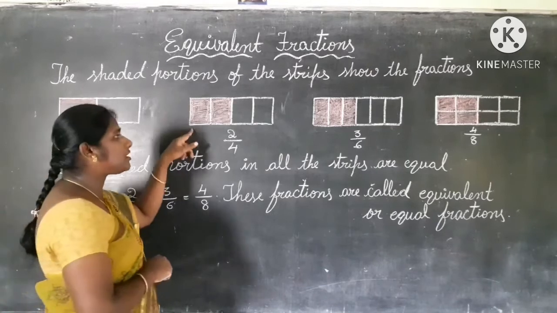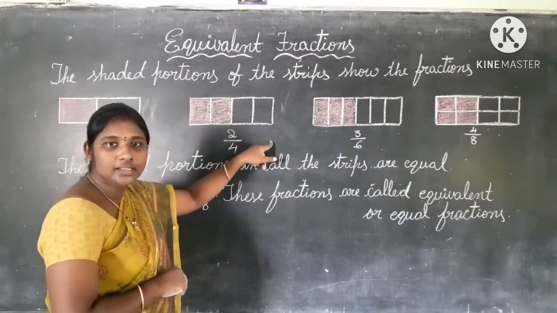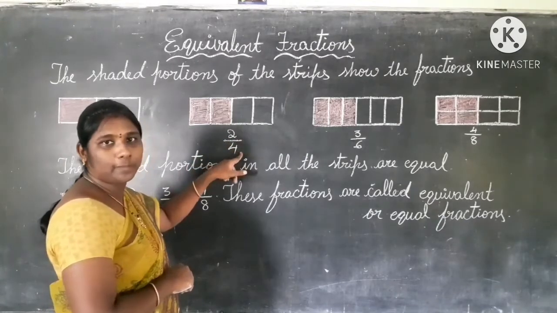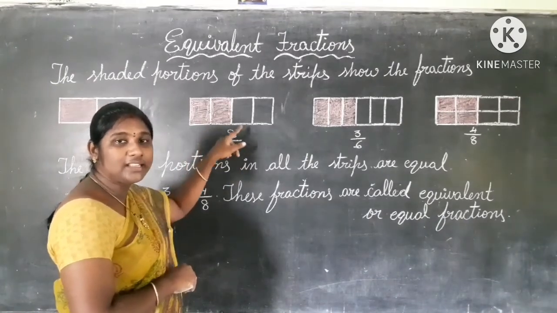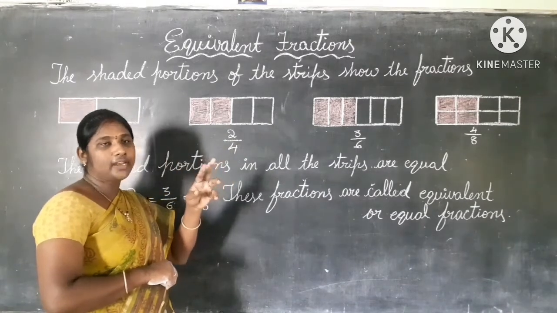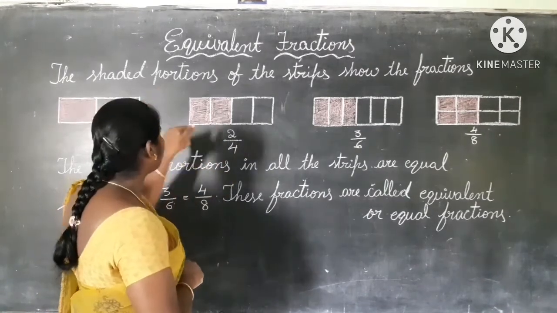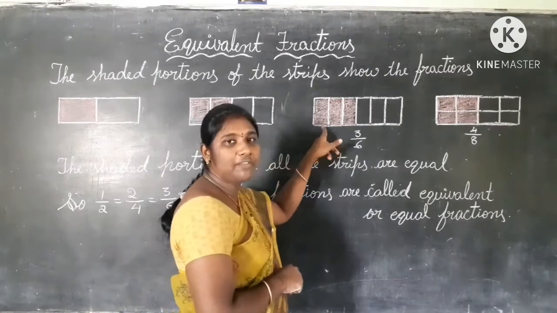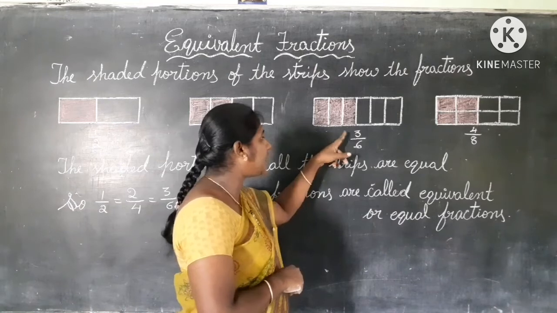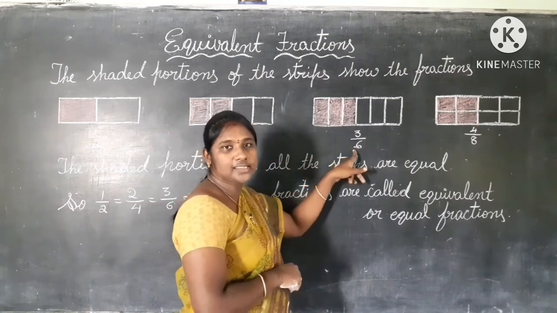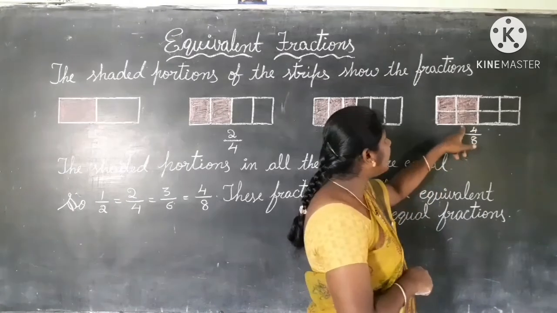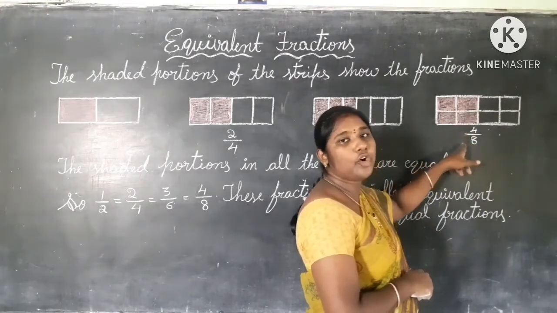Next, the same strip divided into four parts. In that, two parts are shaded, it is 2 by 4. The next strip is divided into four parts. In that, two parts are shaded, so it is 2 by 4. Next, the same strip divided into 6 parts. In that, three parts are shaded, so it is 3 by 6. Next strip divided into 8 parts. In that, 4 parts are shaded, 4 by 8.